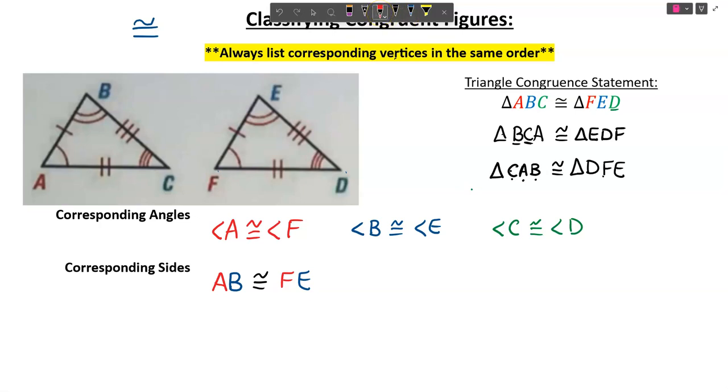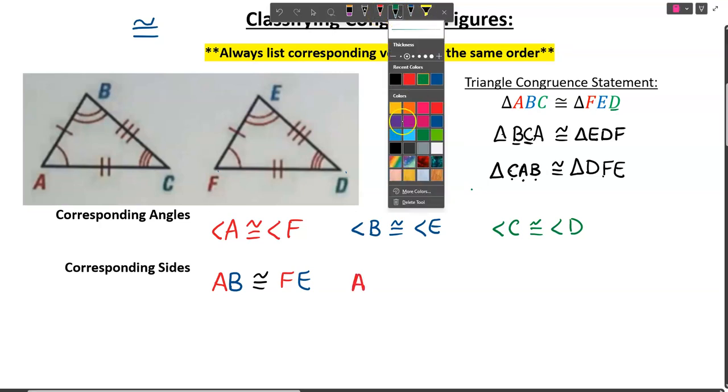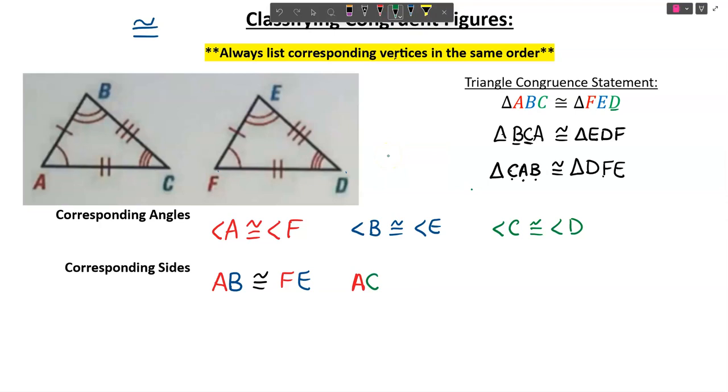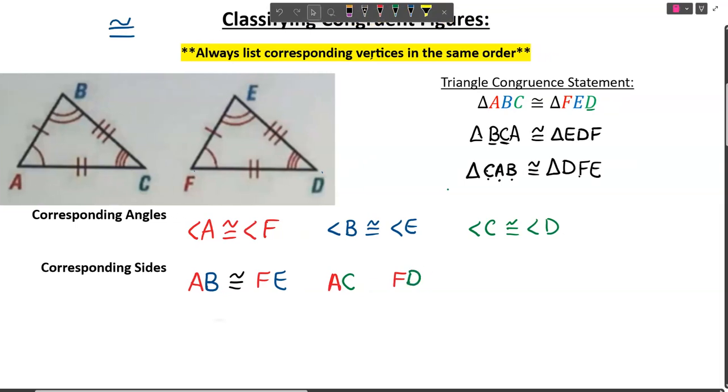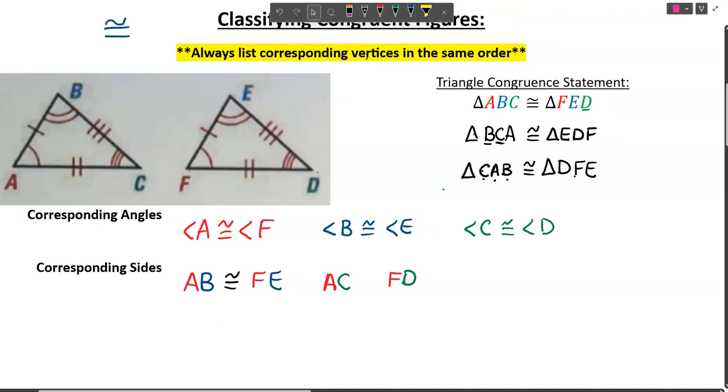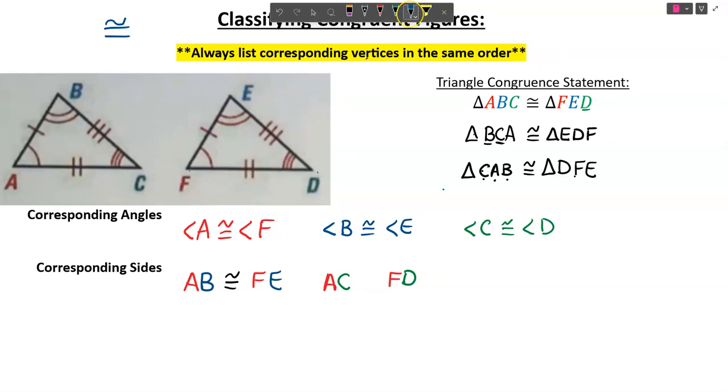So if we have segment A and then C is green, what would be the corresponding side on the other shape? Well, it would be FD. So FD like that. And I'll come back and put the congruence mark at the end. And then for the last one, we have BC, which is over here on the left. So BC, and that's going to be congruent to ED.